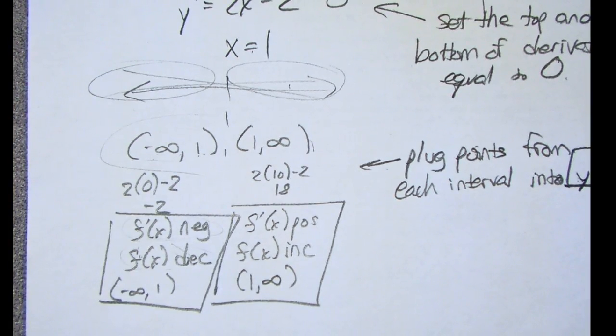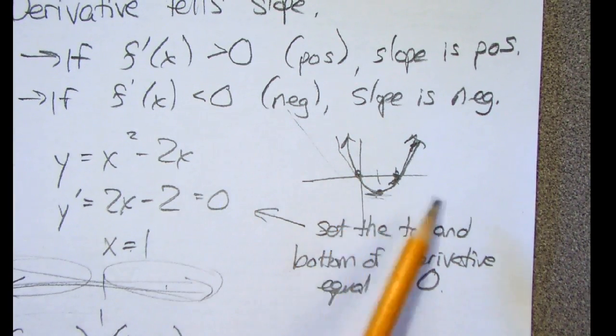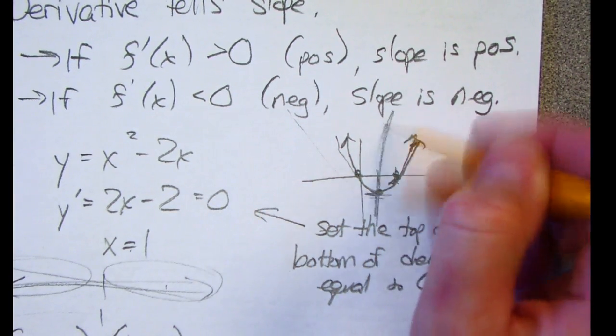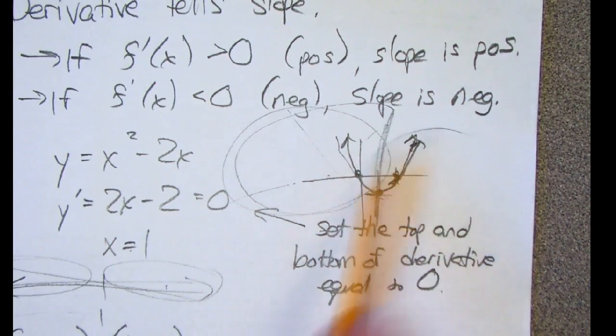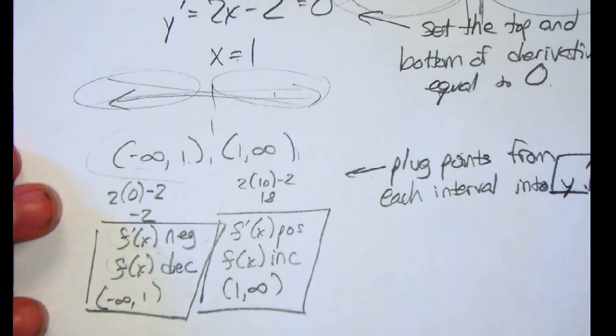Can you tell me where the graph is decreasing or where the graph is increasing? We knew that. We knew looking at the graph it was decreasing all the way up to 1 and increasing after. If you split it like this, it's decreasing on this side and increasing on this side. I'm just showing you how to get to it with the calculus and algebraically.